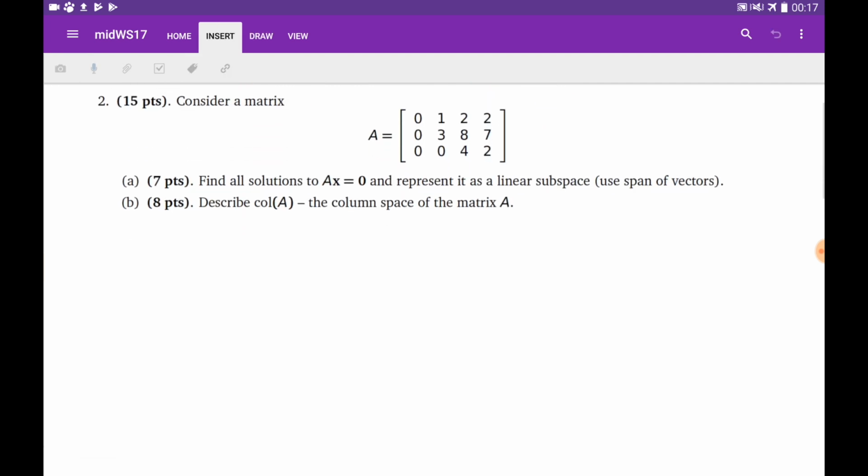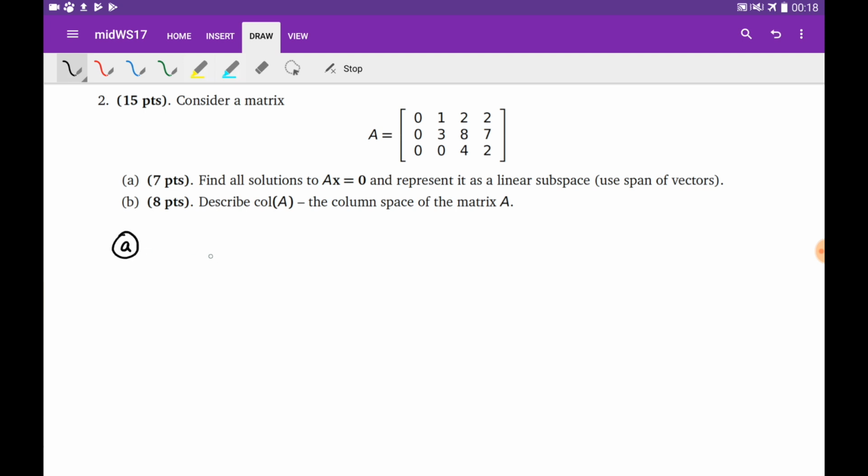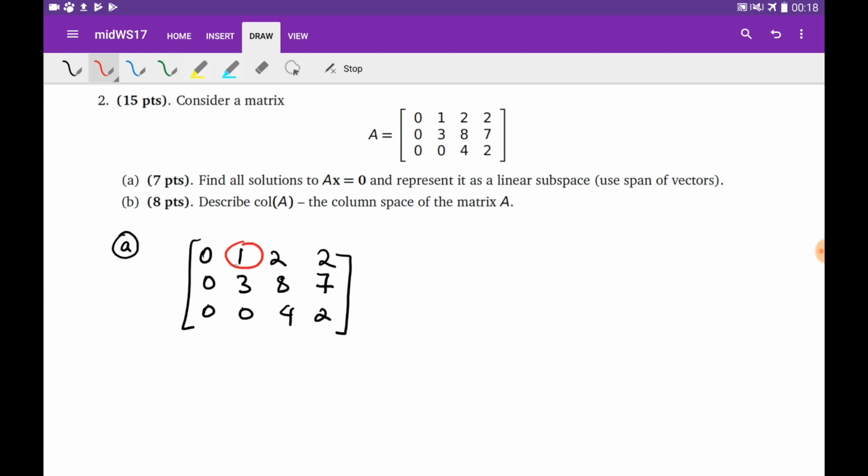In the second problem of the second part, we need to find the null space of this matrix. So find all possible solutions for the system AX equals 0. In order to find the null space of the matrix, in the first step, we need to bring this matrix to the reduced echelon form. We choose the first non-zero entry on the first row, which is 1, and I'm going to eliminate all the entries below this. We can do this by multiplying the first row by minus 3 and adding this to the second row.